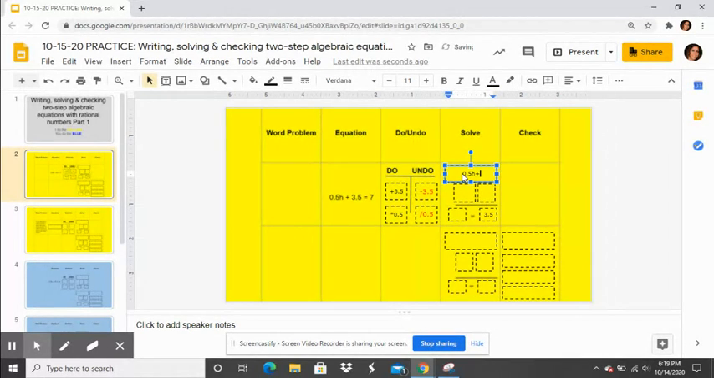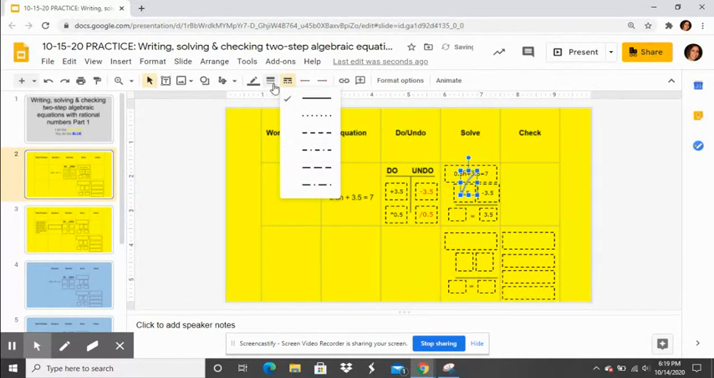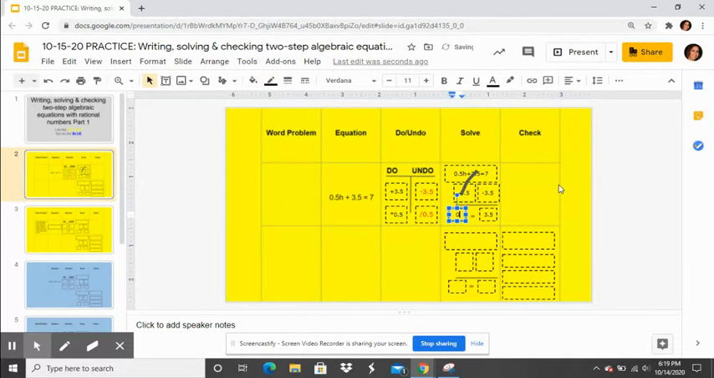0.5h plus 3.5 equals 7. I'm going to do my first undo, which is minus 3.5. What I do to one side, I do to the other side also. Okay, so what's going to happen here is the 3.5s will cancel out. That means you are left with 0.5h on the one side.